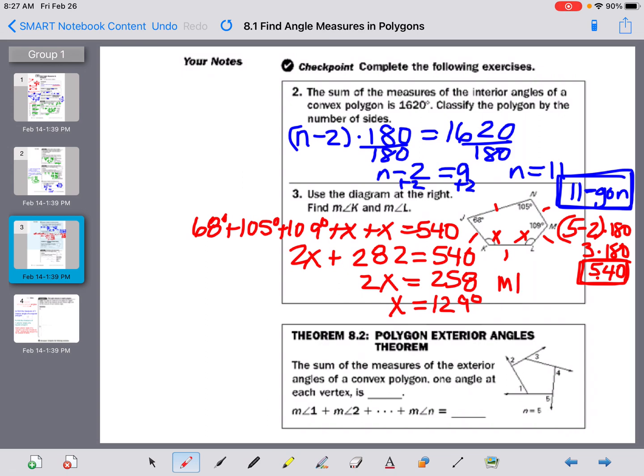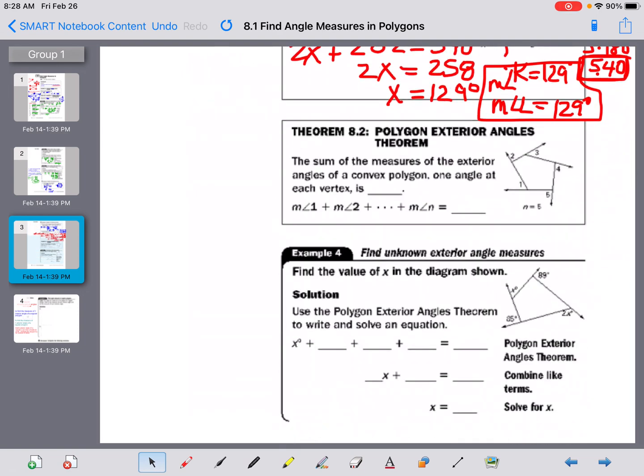So the measure of angle K equals 129, and I did not write that well. And the measure of angle L also equals 129 because they are both the same and they both need to be 129 for all the angles in that pentagon to add up to 540. All right, so that's just generic interior angles, and remember that's the sum. We find all of them together, and when they give us individual ones, then we can subtract or do the math to find the missing ones.